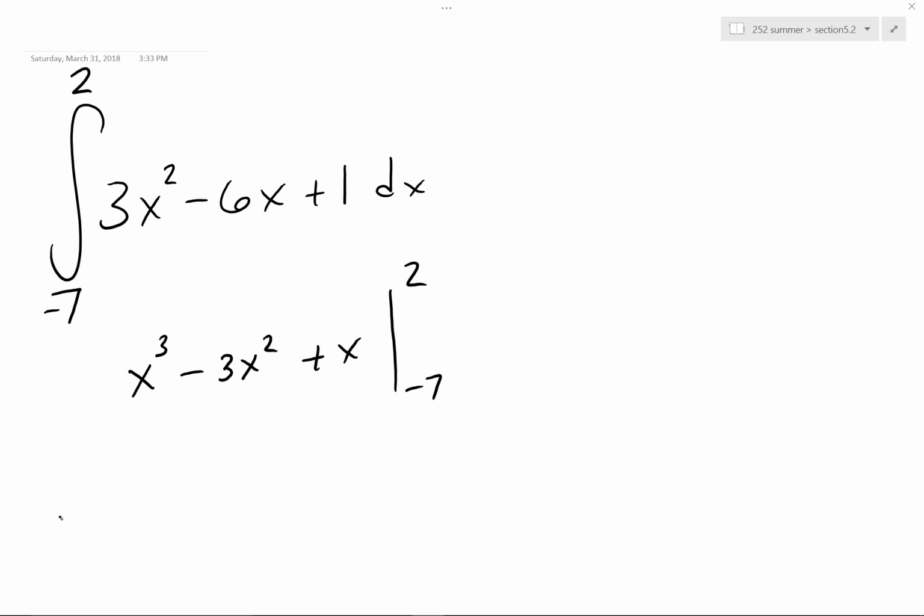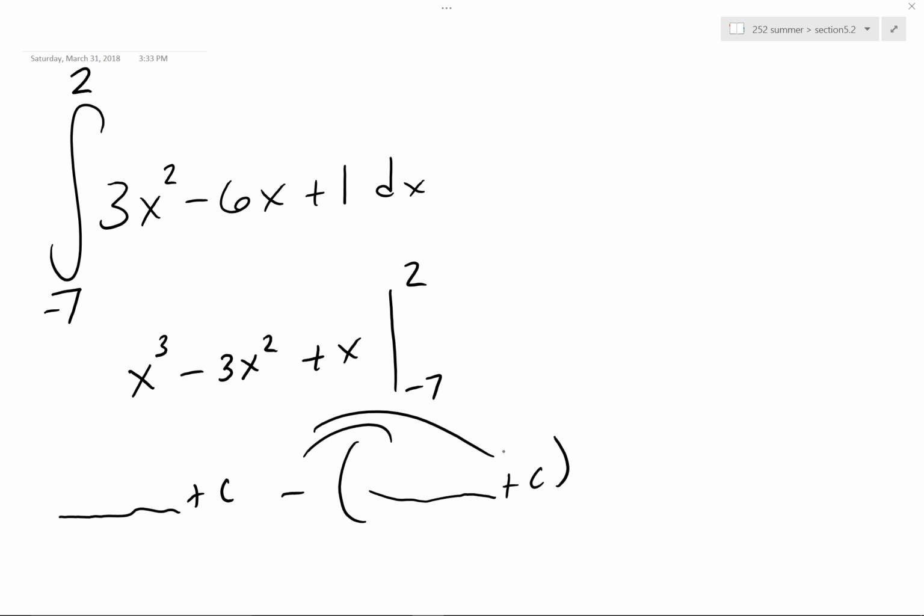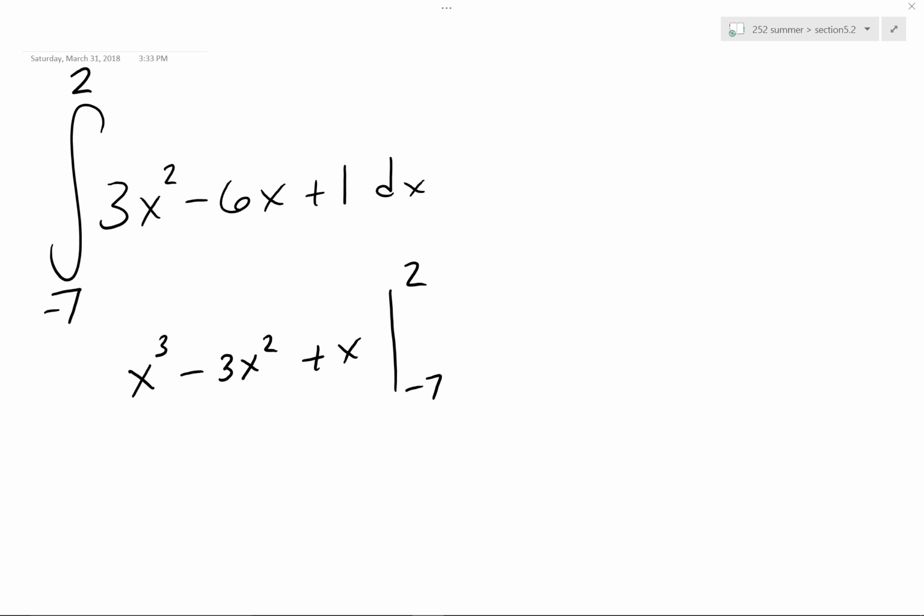And I'm going to have some number plus c minus blah, blah, blah, plus c. When you distribute it through, that c is going to subtract out anyways. So we don't show it. Because it'll be the same for both of them, and it will always subtract off. So it's going to be 8 minus 12 plus 2. That's what happens when I put in the 2, correct?